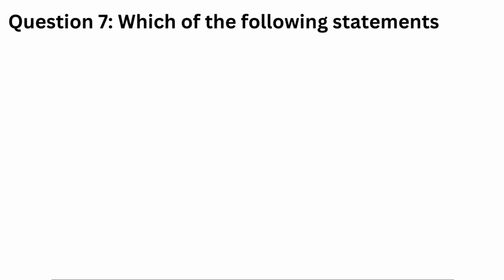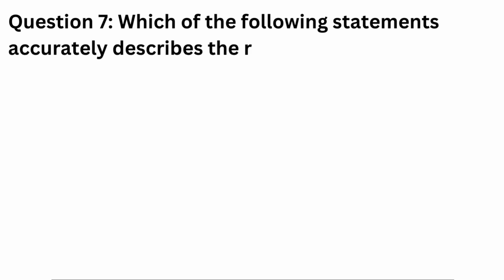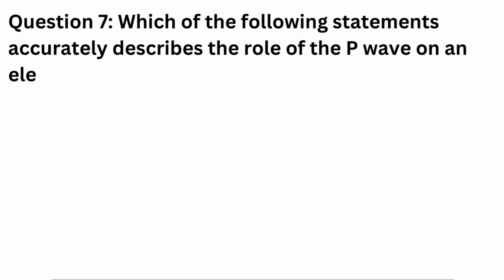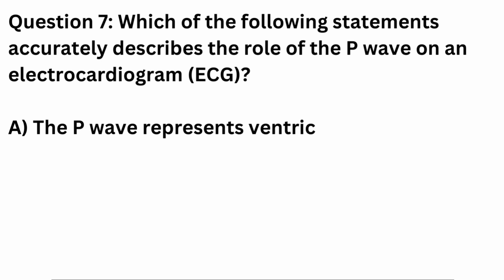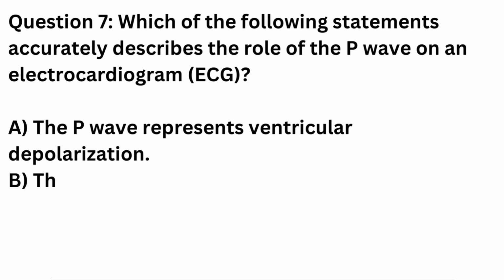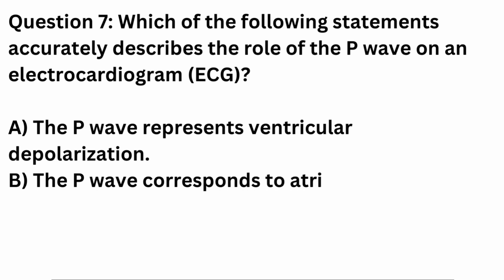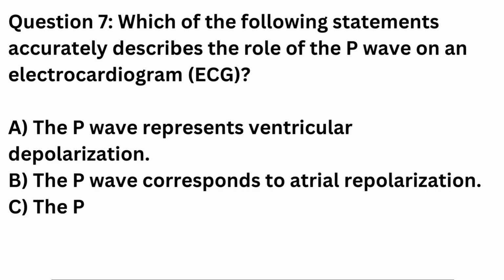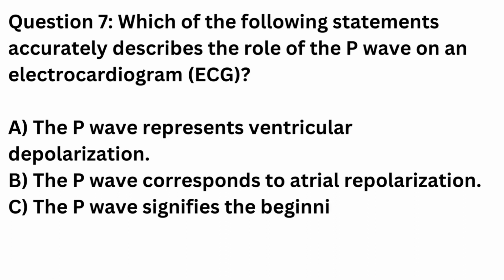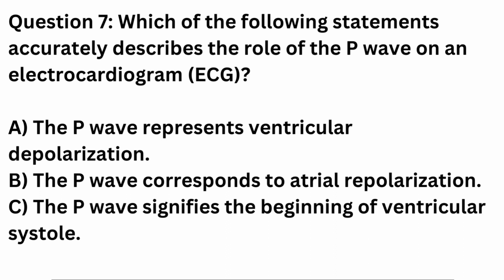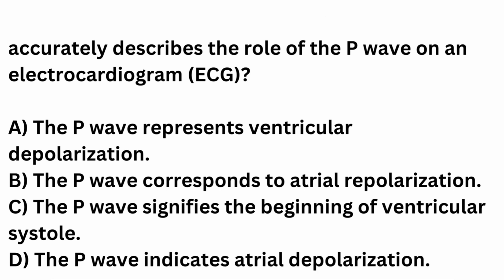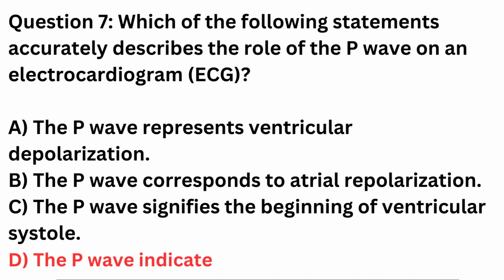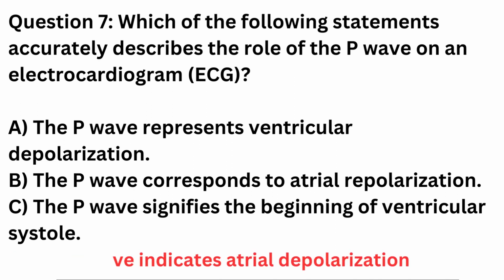Question 7. Which of the following statements accurately describes the role of the P wave on an electrocardiogram, ECG? A. The P wave represents ventricular depolarization. B. The P wave corresponds to atrial repolarization. C. The P wave signifies the beginning of ventricular systole. D. The P wave indicates atrial depolarization. Correct answer is D. The P wave indicates atrial depolarization.